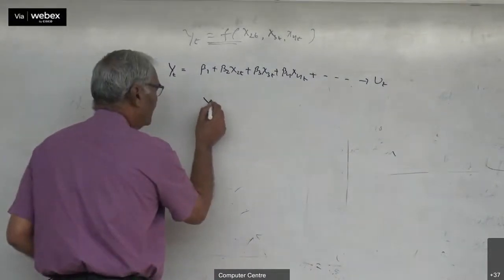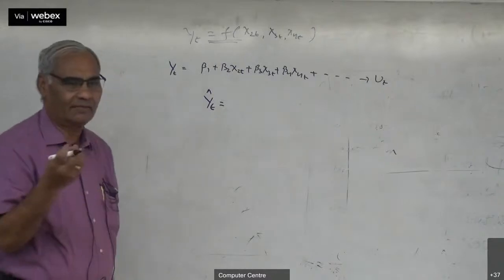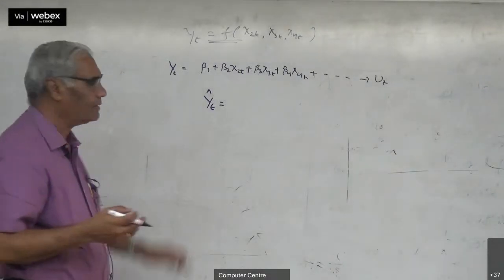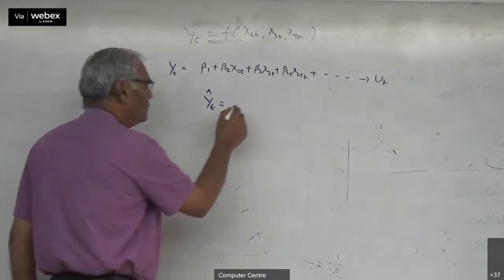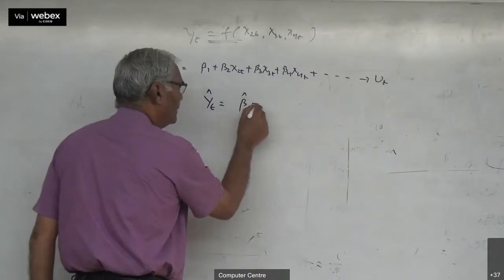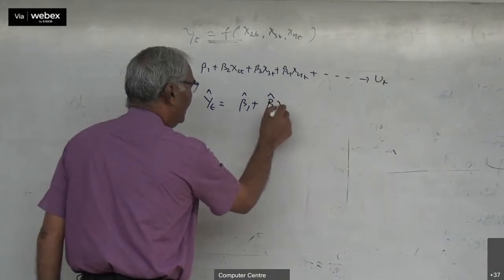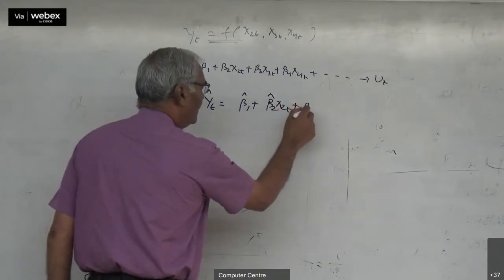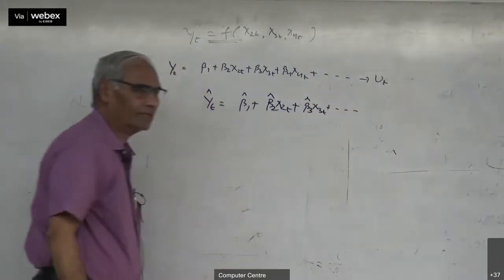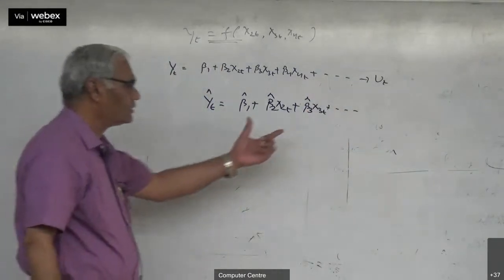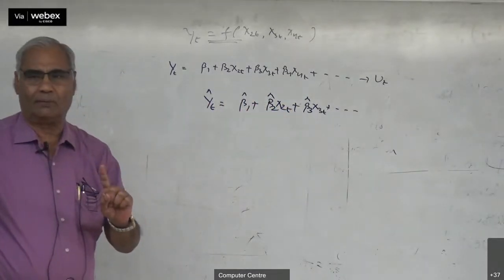So what I'm doing, that we want to estimate the value of y. That is the whole aim. Aim of the regression is to get the estimated value of the dependent variable, and for that suppose beta 1 cap is the estimated value, beta 2 cap x2t plus beta 3 cap x3t, and so on. There are many variables. Here I am restricting to two independent variables.